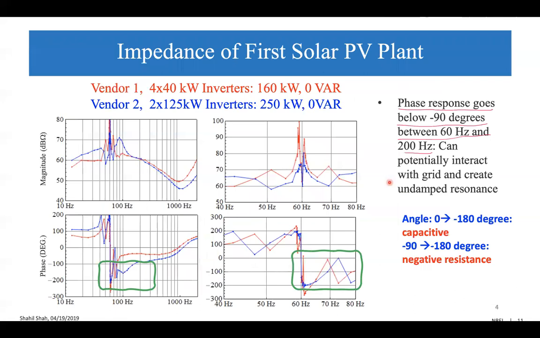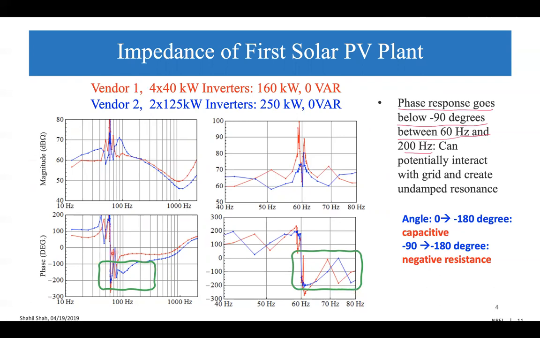Next we are looking at the first solar PV plant. Vendor one has 440 kilowatt inverters, and the total is 160 kilowatt. The blue line is vendor two, with a total of about 250 kilowatt. It is a combination of 4 inverters and a combination of 2 inverters, and the overall performance is shown in the Bode plot below. These are the Bode plot magnitude and phase angles. Zooming in, let's look at 60 Hertz to about 80 Hertz.